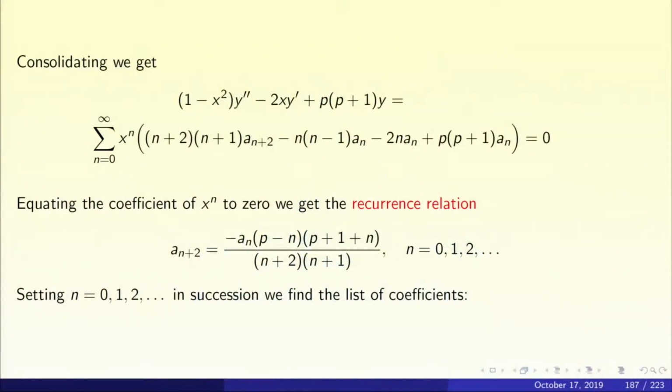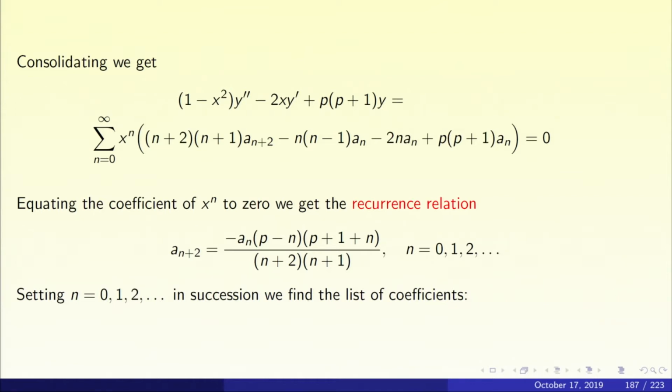And now we must equate all the coefficients of this power series to 0, and what we get is a recurrence relation, namely a relation between a_{n+2} and a_n. So this recurrence relation is simply a_{n+2} equal to minus a_n into (p minus n) into (p plus 1 plus n) divided by (n+2)(n+1), n goes from 0, 1 up to infinity. So this is called the recurrence relation. If you know a_n, you can determine a_{n+2} just by substituting in this recurrence relation.